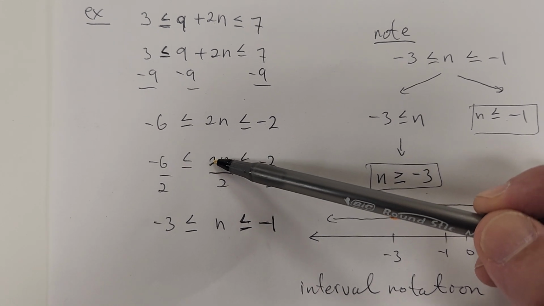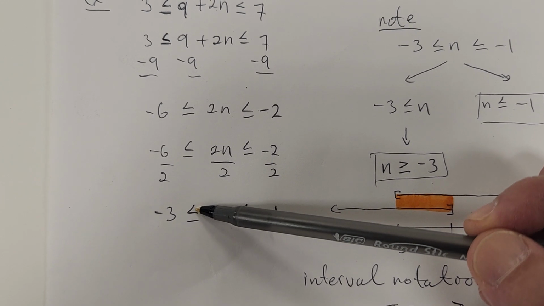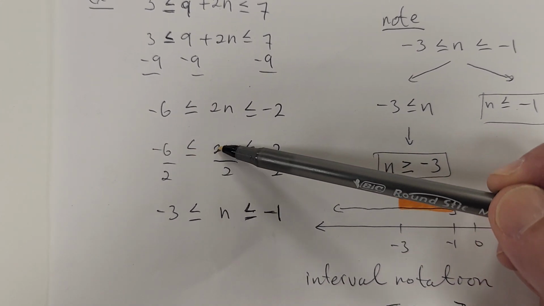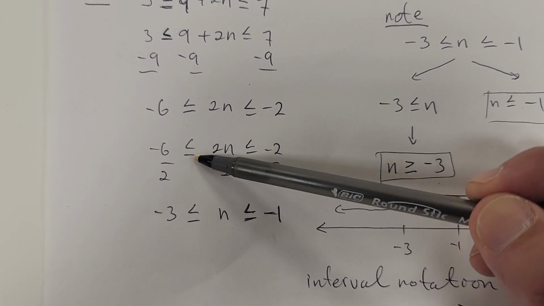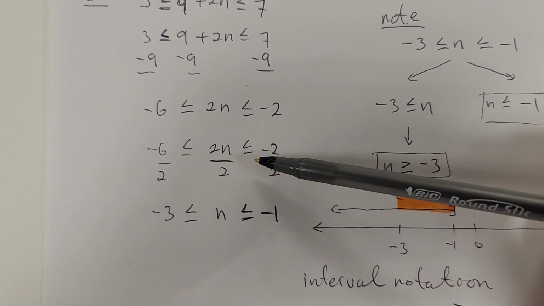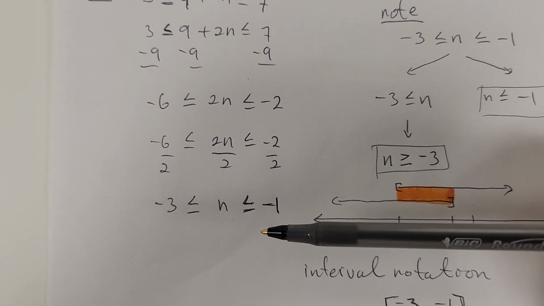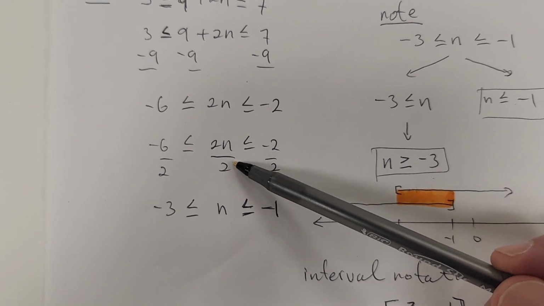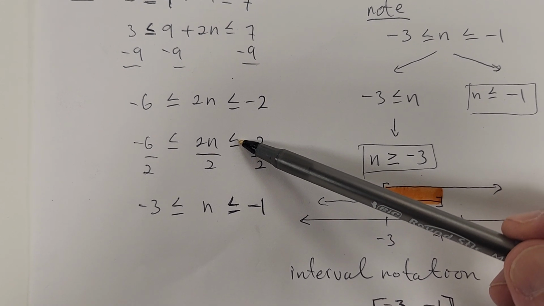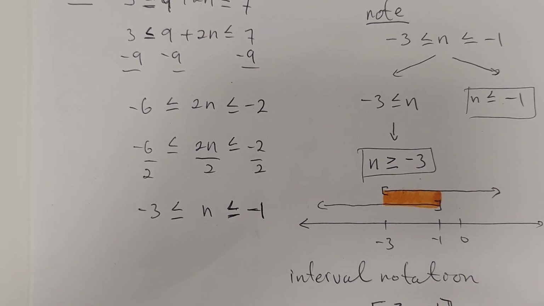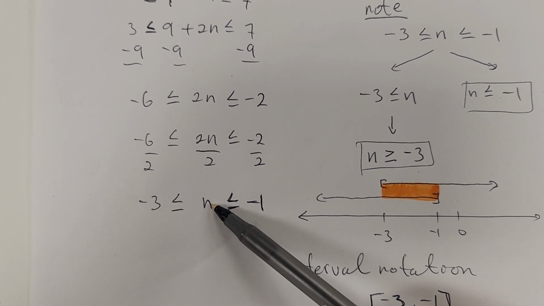The reason why we are dividing by a positive value, the symbol stays. One more time, since we are dividing by a positive number, this symbol right here where I'm circling stays. Same thing on the right-hand side, this symbol stays as is. Okay, so this is our answer because the variable is by itself.